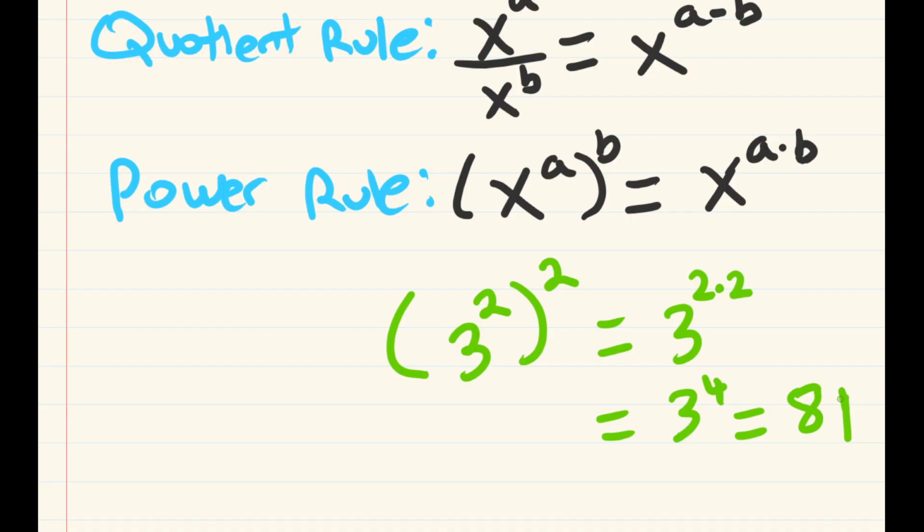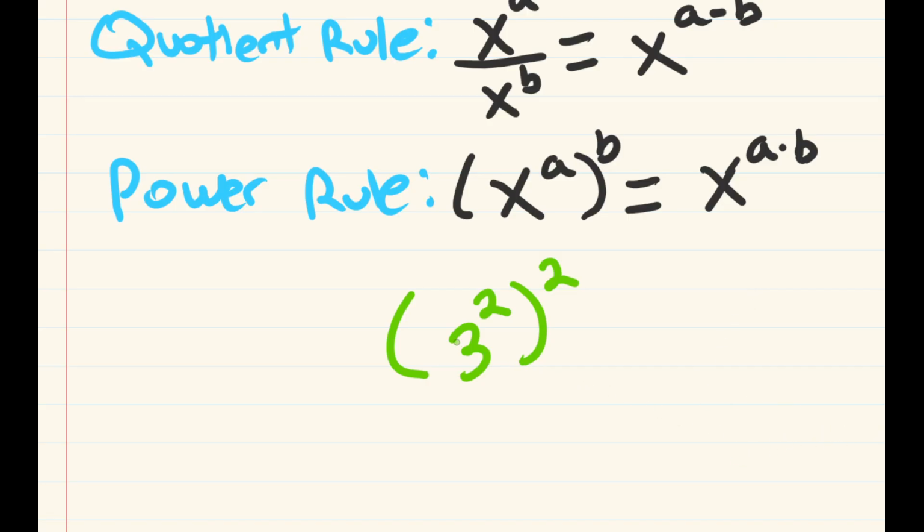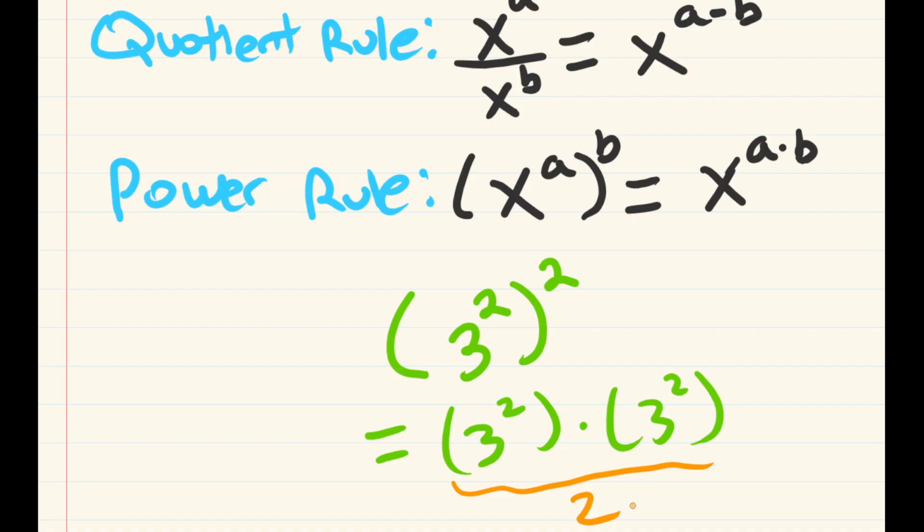Now, to understand why the power rule works, let's write it out a different way. 3 to the power of 2 to the power of 2. Well, whenever we're talking about exponents, exponents is just repeated multiplication. That's all it is. So 3 to the power of 2 to the power of 2 is really 3 to the power of 2 times 3 to the power of 2. We're multiplying it twice because our exponent here is 2.